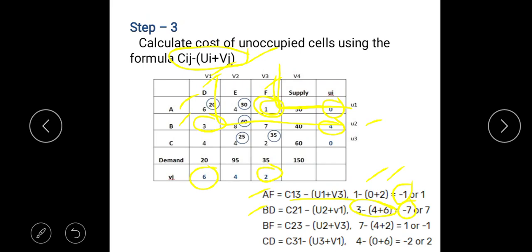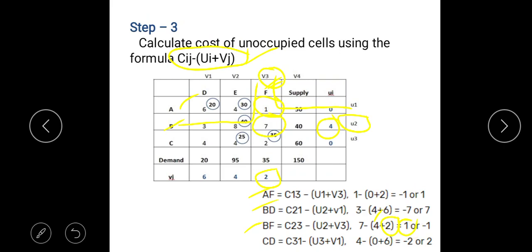Next, which is the next unoccupied cell? BF. So this is the next unoccupied cell. Now this is C23 minus U2 plus V3. So what is the value of C23? It is 7, minus U2 is 4 and V3 is 2. So 7 minus 4 plus 2 is plus 1.